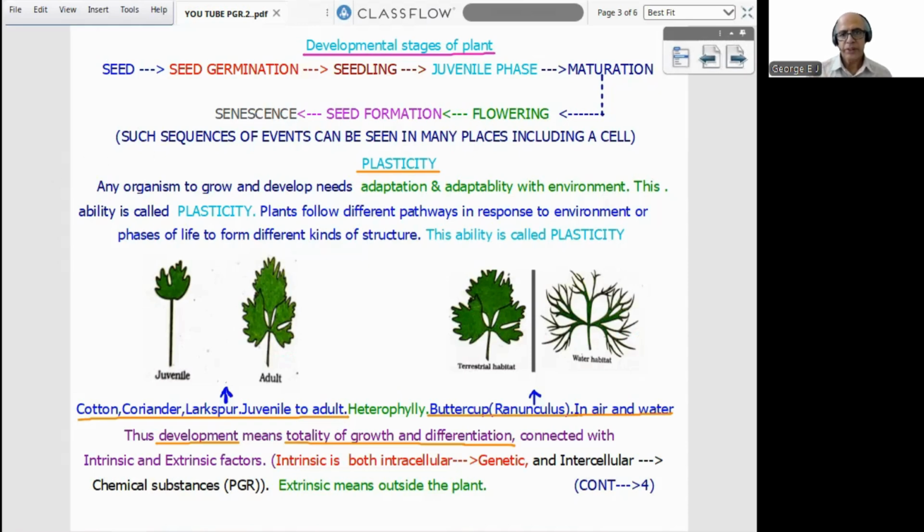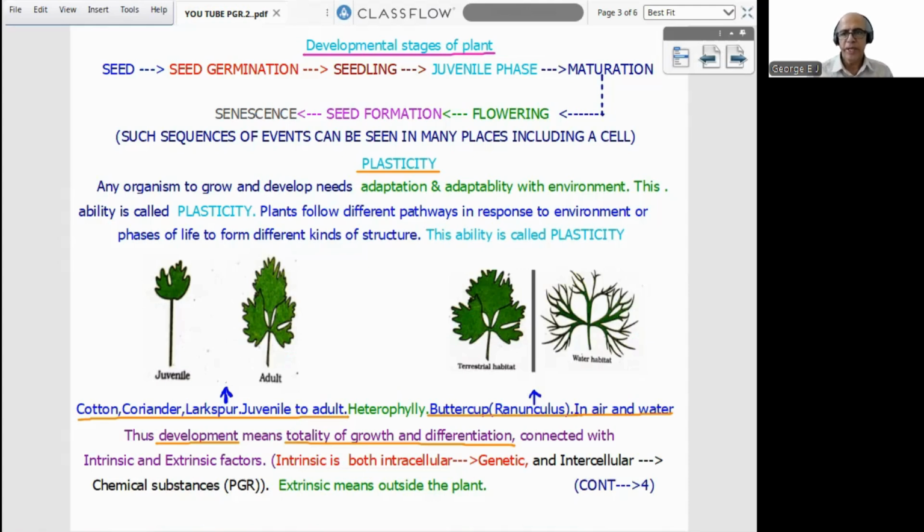Next is plasticity. So what is plasticity? What is the need? How, etc.? It is a theory entrance question, direct NCERT. Idea is simple. An organism to grow and develop needs adaptation and adaptability with the environment. This ability is called plasticity. Plants follow different pathways in response to environment or phases of life to form different kinds of structures. This ability is called plasticity.